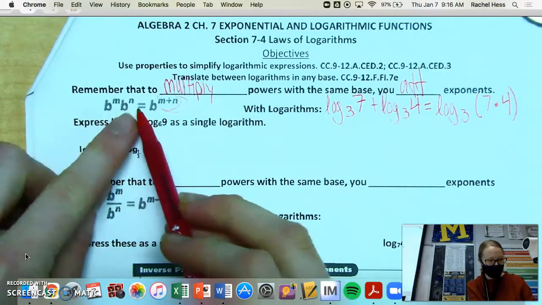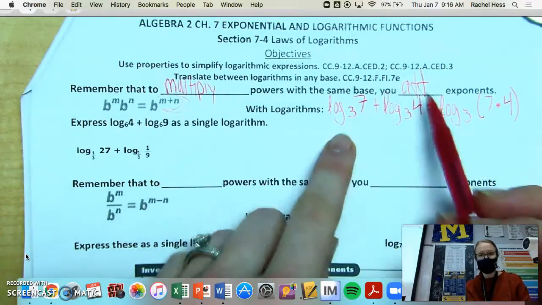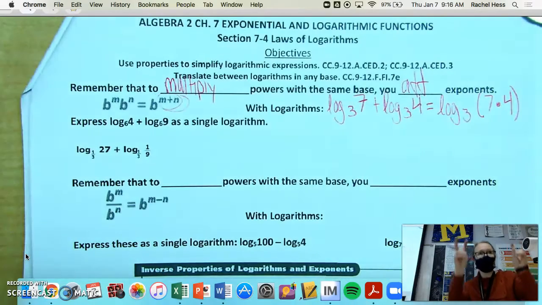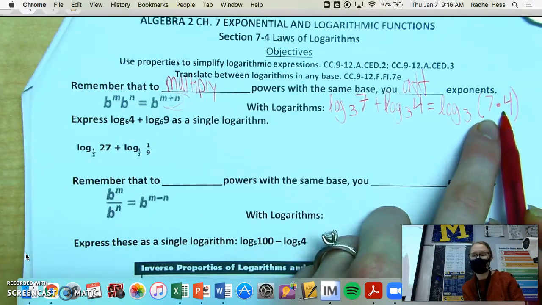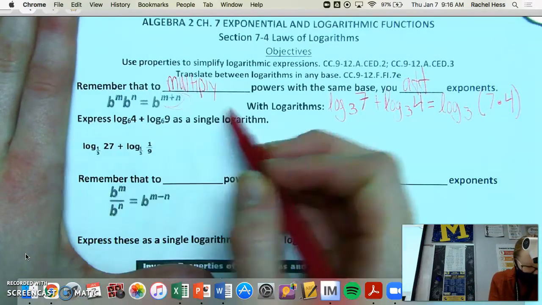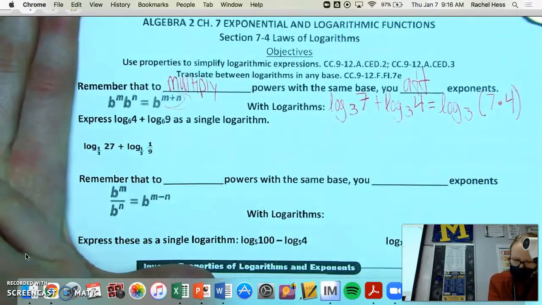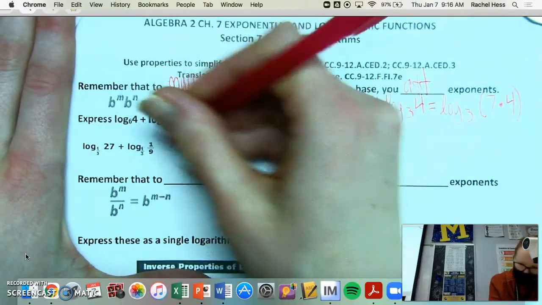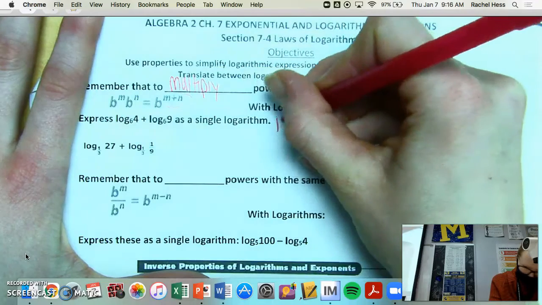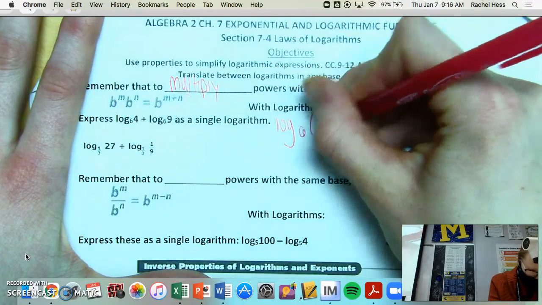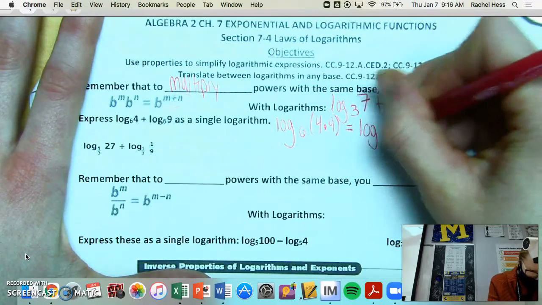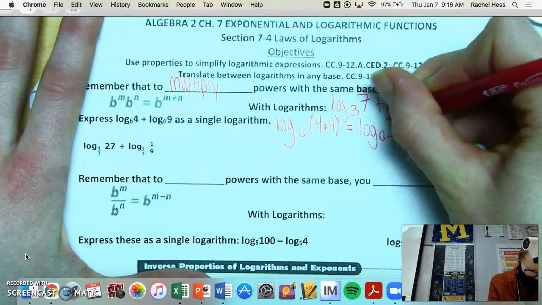Before, we combined our bases by adding our exponents. Here, remember the answers to logs are exponents, so to work backwards, if we're adding two exponents, we would have to work backwards and multiply. It's a little funky. It says express log base 6 of 4 and log base 6 of 9 as a single logarithm. So if we are adding logs, the rule is that I have to multiply. So I would have log base 6 of 4 times 9, which gives me log base 6 of 36.